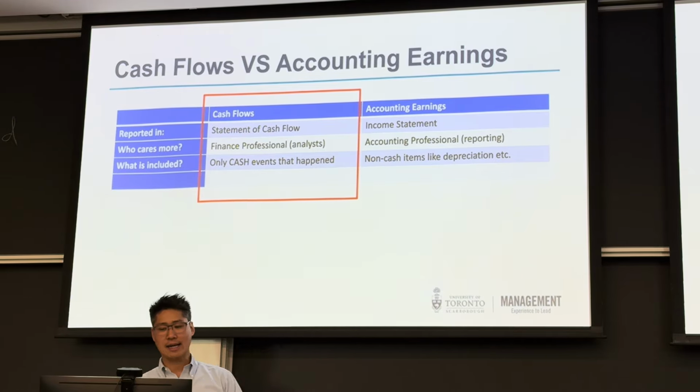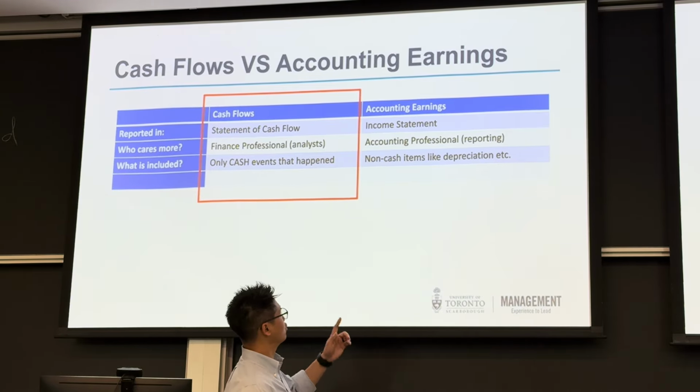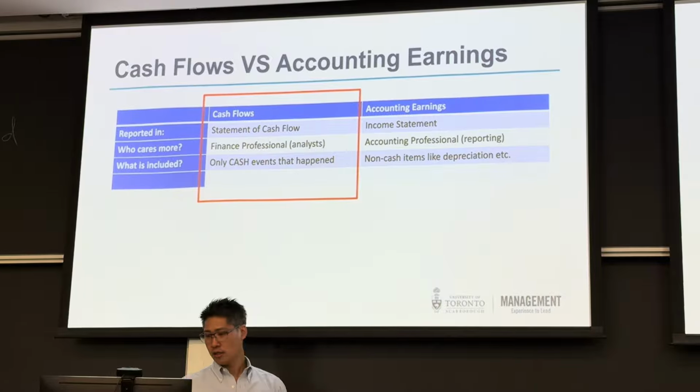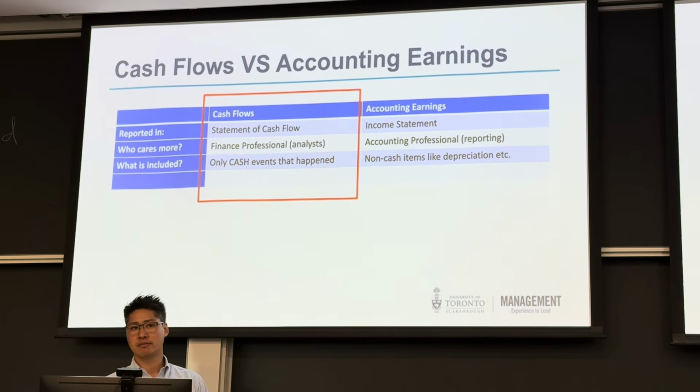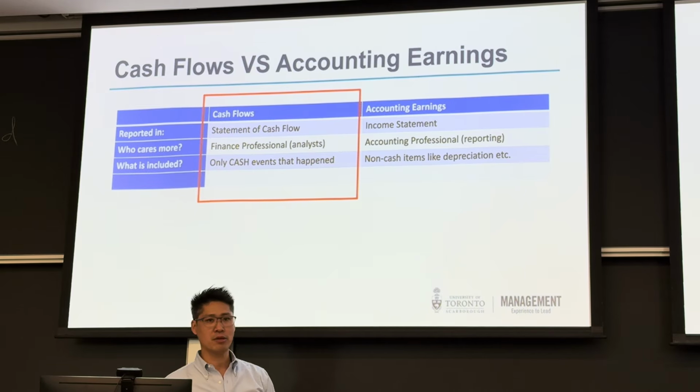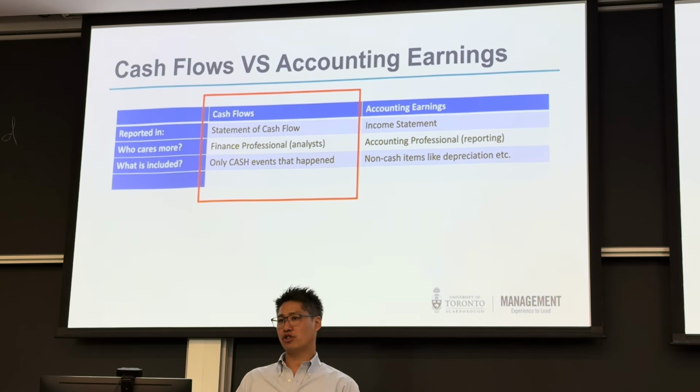On the other hand, accountants will pay a little bit more attention to the accounting earnings, which comes in the income statement. If you'll recall the income statement, top line, you have revenue, bottom line, you have net income, and in between, there's a whole bunch of stuff. So can you guys name some of the non-cash items that you would see in an income statement? Do you remember? Yeah. Sure, depreciation. Anything else?